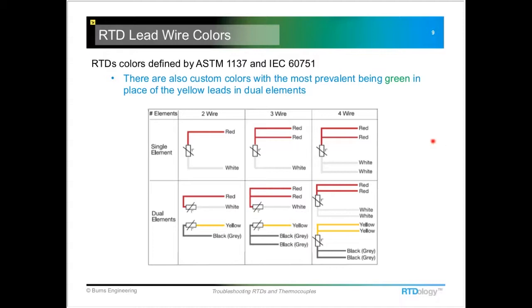Part of it is historical. For the last probably 50 or 60 years, the red and white lead wire colors have been the unofficial standard. Now the ASTM and the IEC standards specify slightly different colors: black or gray and yellow. The historical ones for this dual 4-wire are 2 reds and 2 whites, and you may see 2 yellows and 2 blacks or gray colors.